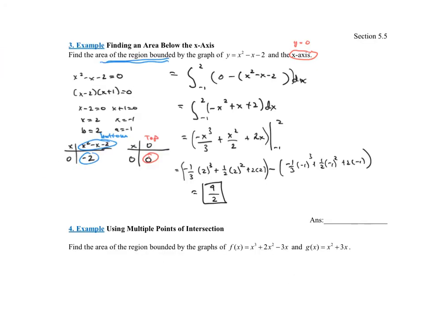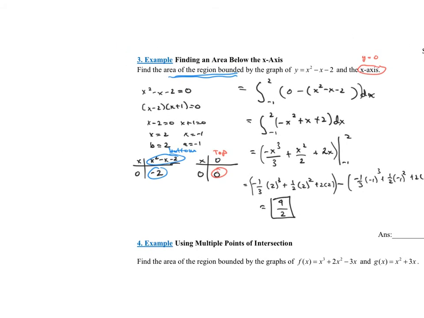So again, I just wanted to show you what the heck did we just do? What was the point of that problem? Well, if you graphed y equals x squared minus x minus 2, you would have ended up with something that looks like this right here, where you have a parabola opening up with x-intercepts of x equals -1 and x equals 2. And then what we did was we found the area bounded by that graph and the x-axis.